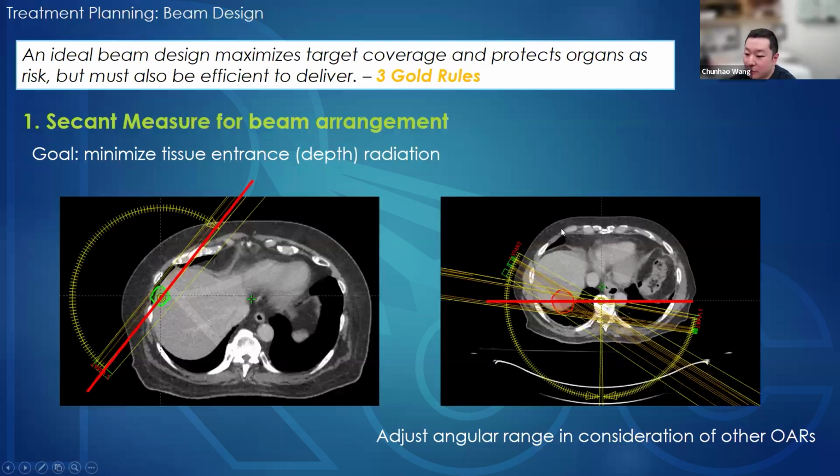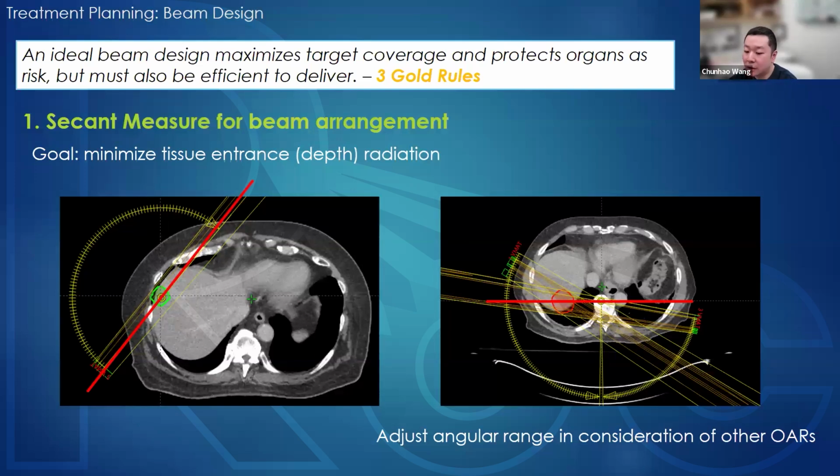On the right side is another example. This time we are treating the posterior liver target region, shown as red here. If we are following our secant measurement, we're going to draw the secant horizontally, which is very similar to the spine treatment. We are shooting the radiation mainly from the posterior side of the body. And based on that, it's just a good start.